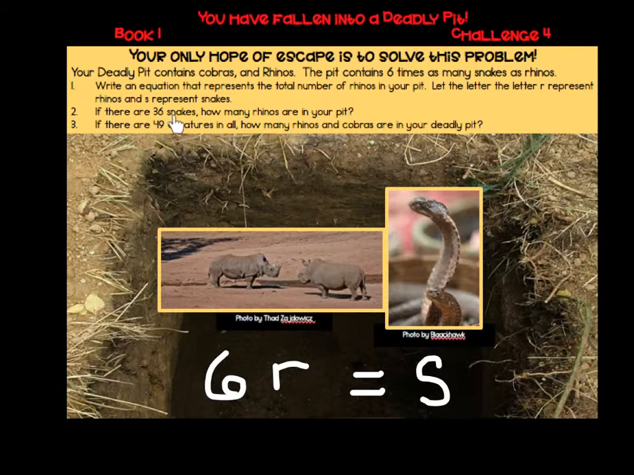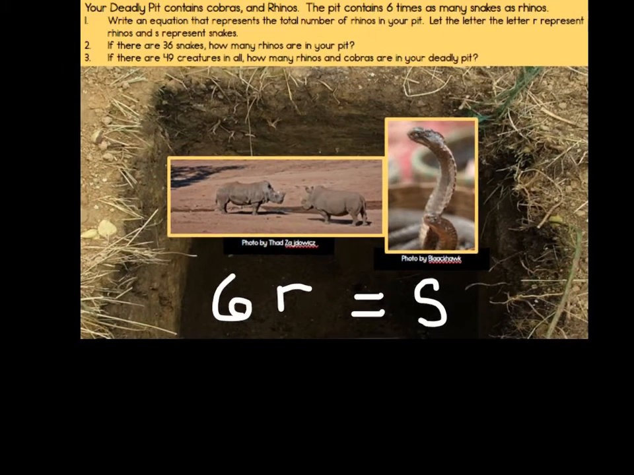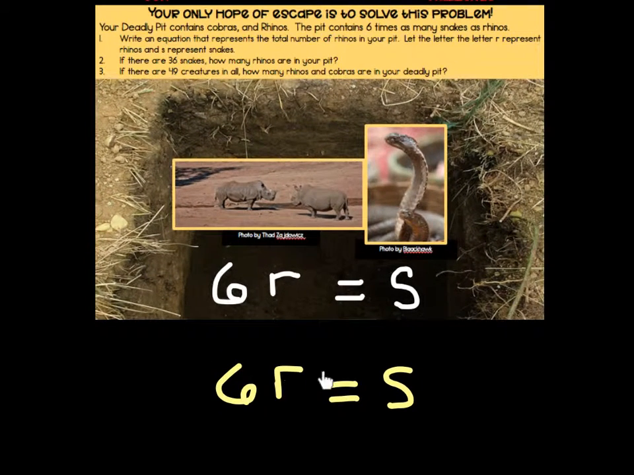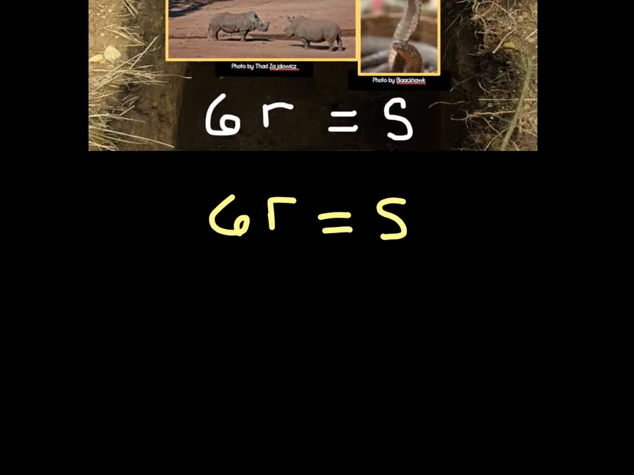There are 36 snakes. How many rhinos are in your pit? Alrighty, my friends. So the first thing I want to do here is copy this formula down. I've got 6R equals S, right? And then I'm going to come back up here, and now I'm going to use my formula, but I'm going to plug in the 36 for snakes, right? So I'm going to plug in, instead of the S, that 36, and then I'm going to drop the rest of the equation, and now I've got 6R equals 36, right?